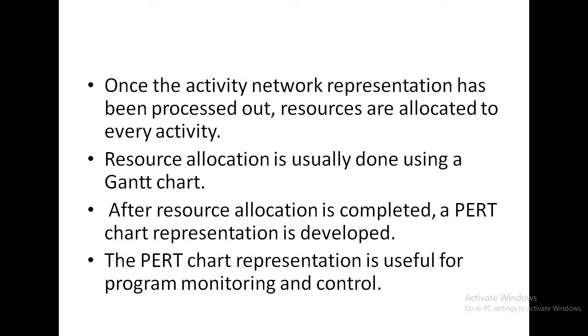Once the activity network has been worked out, different types of resources are allocated to every activity. How are the resources allocated? With the help of the Gantt chart. After the resource allocation has been completed, the PERT chart is developed, and generally the PERT chart is useful for monitoring and control. So during the scheduling process, we adopt the Gantt chart for resource allocation, the PERT chart for monitoring the project, and the work breakdown structure is generally used to find the dependency among the different functions. So this is project scheduling.